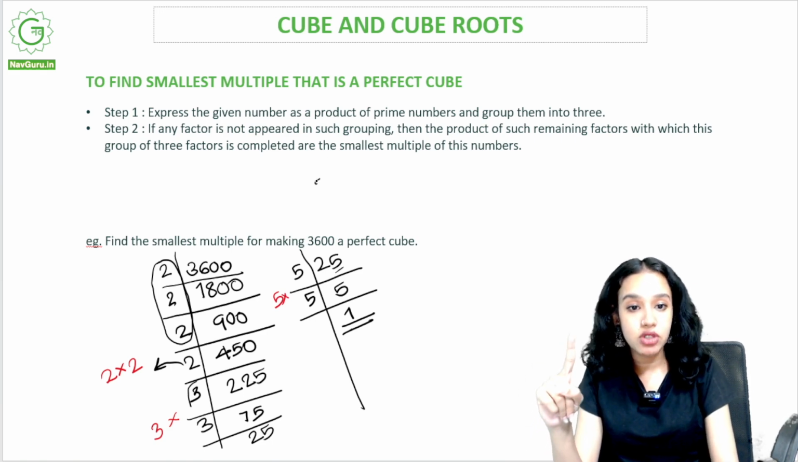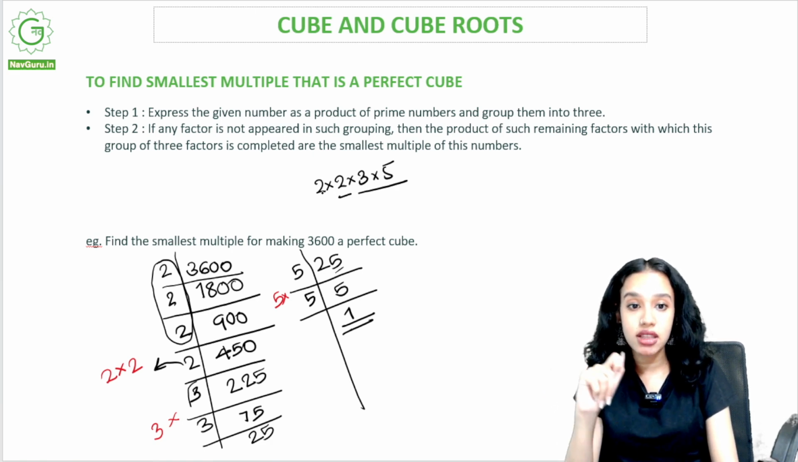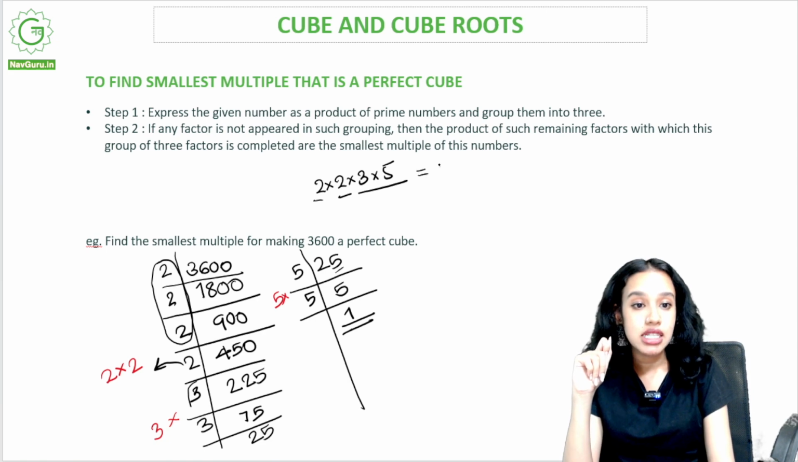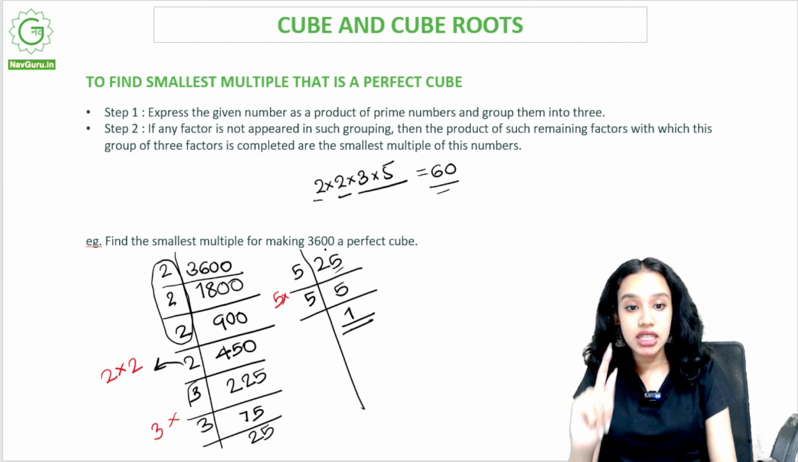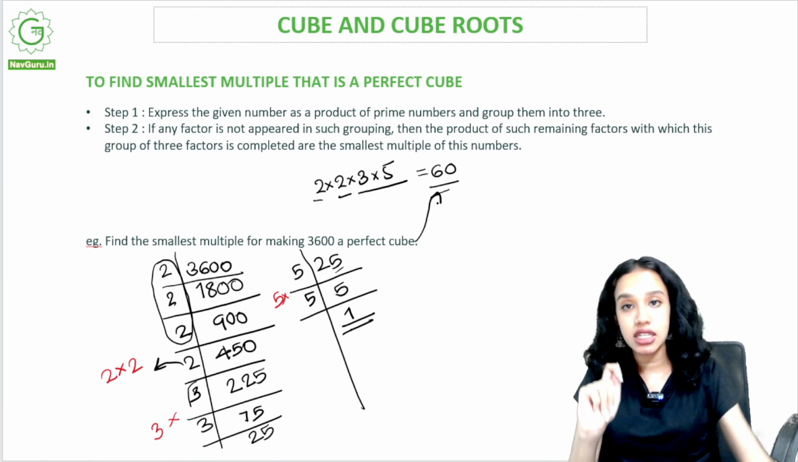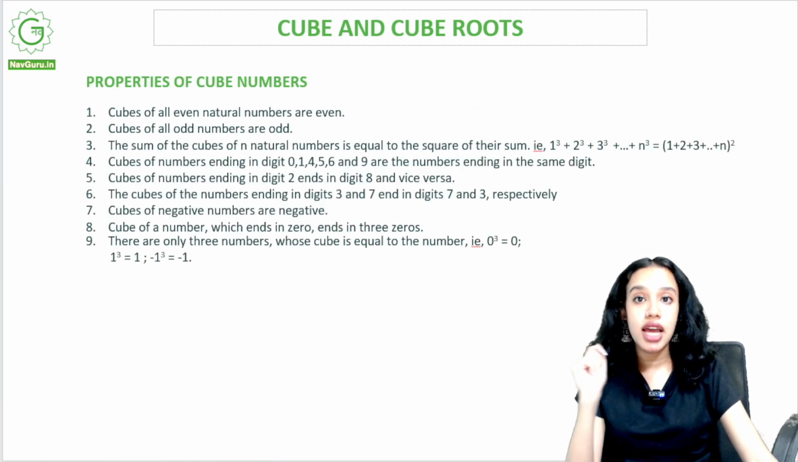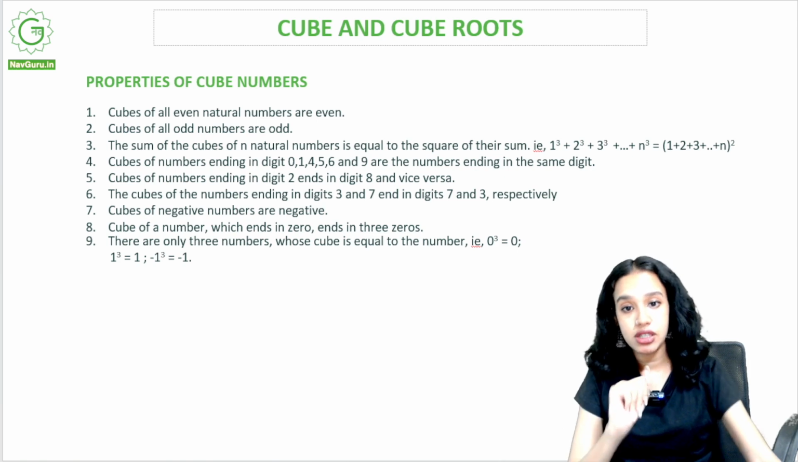So if we have 2 into 2 into 3 into 5, right? Now we know that 5 3s are 15. 15 into 2 is equal to 30 and 30 into 2 is equal to 60, right? The smallest multiple for making 3600 a perfect cube would be 60 here, right? Yeah. Now let's move on and check some various properties of cube numbers, right?